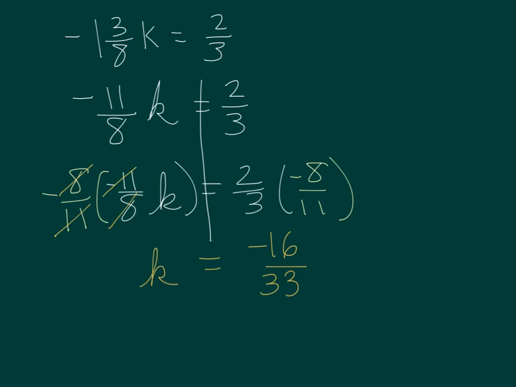As long as you remember to change those mixed numbers into improper fractions, it really will make it much easier. And also, remember that to divide by a fraction is the same thing as multiplying by its inverse or its reciprocal. And once again, as we've been saying, you have to do the same thing to both sides. If I multiply this side by negative 8/11, I need to multiply that side by negative 8/11.